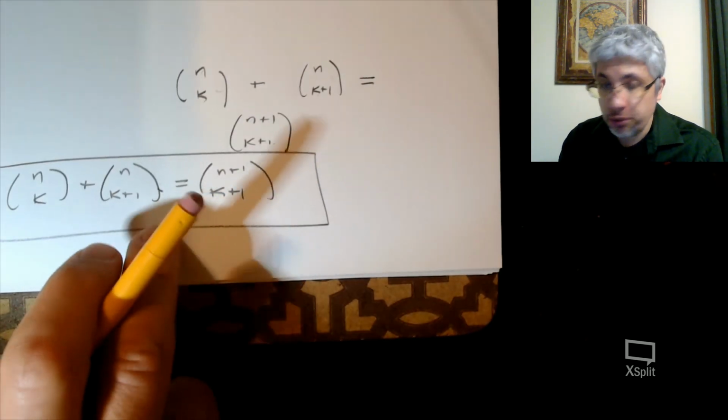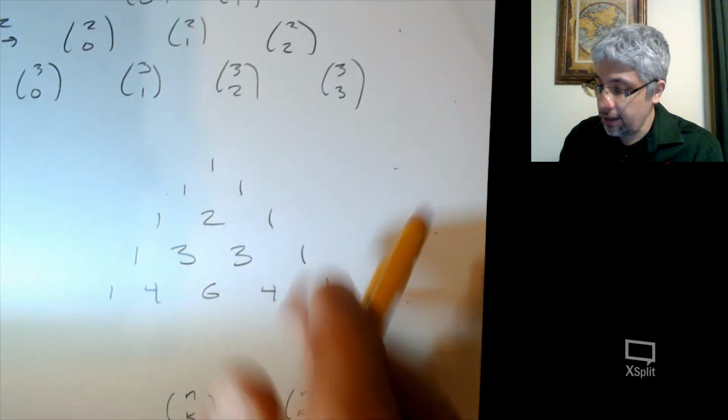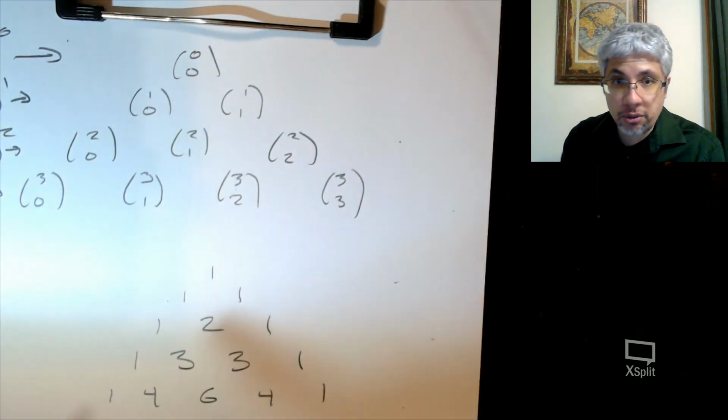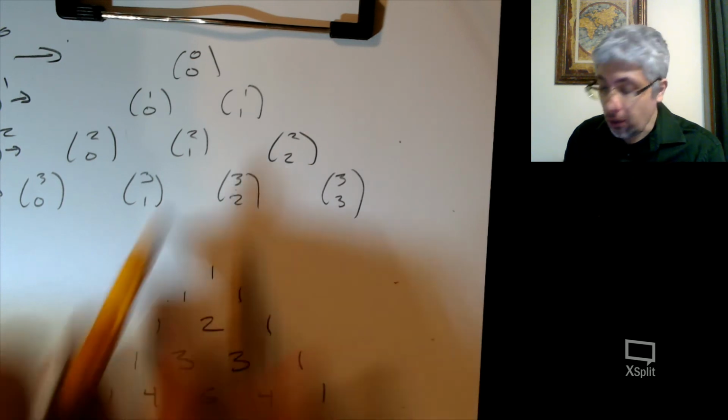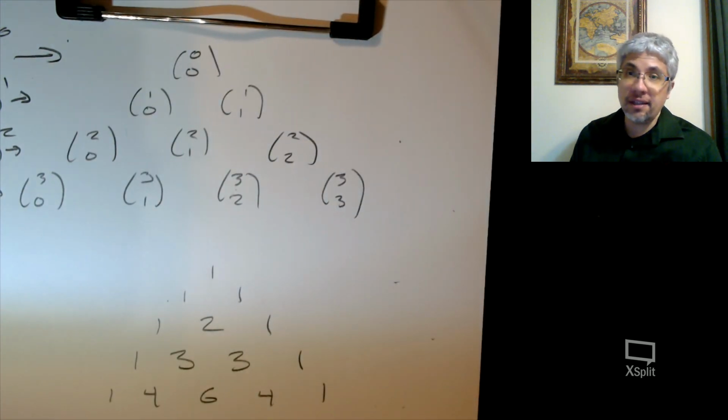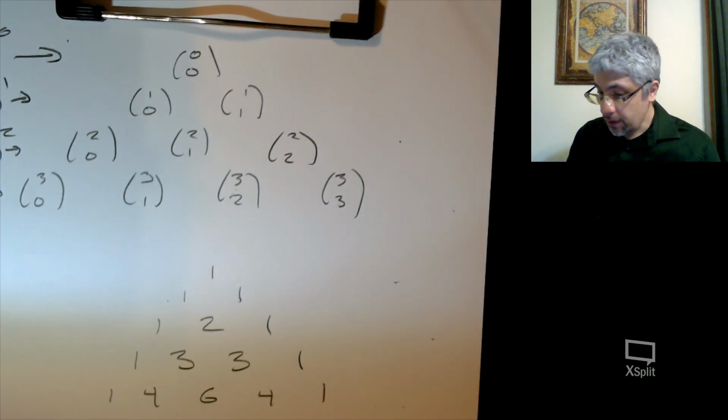And then once you've proven this, you know that you can just take the sum of the two above it, and you'll always get all of the binomial coefficients in that fashion. So that's some stuff that can be done playing around with the binomial theorem.